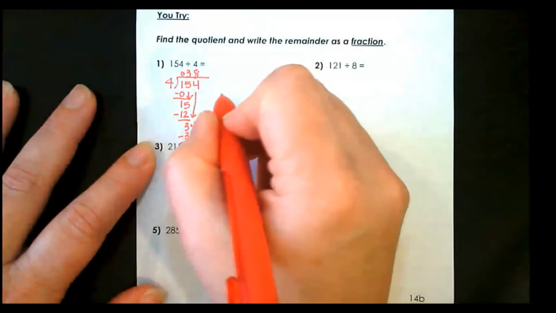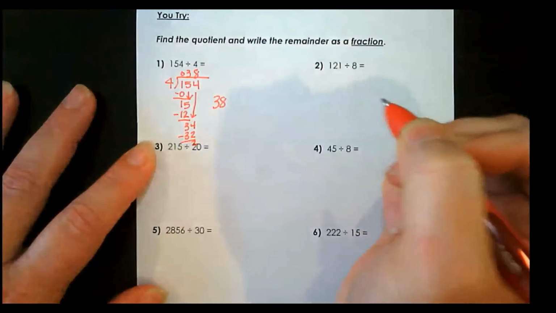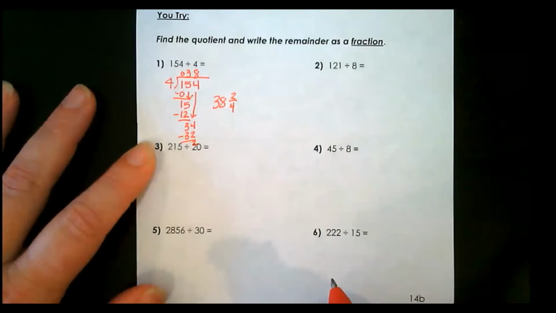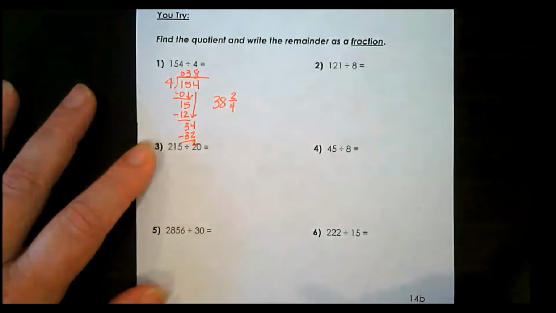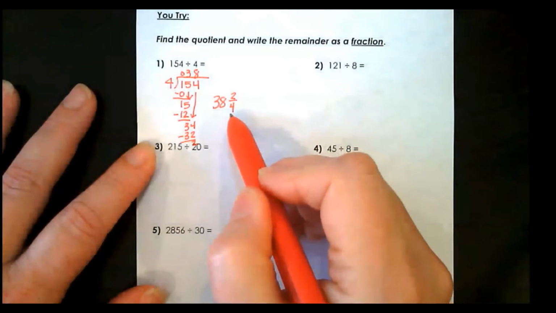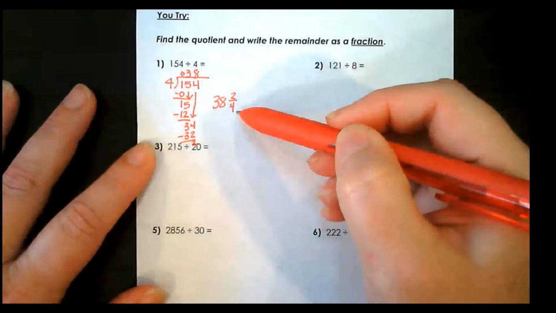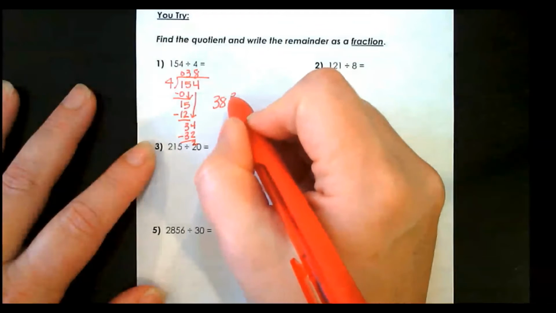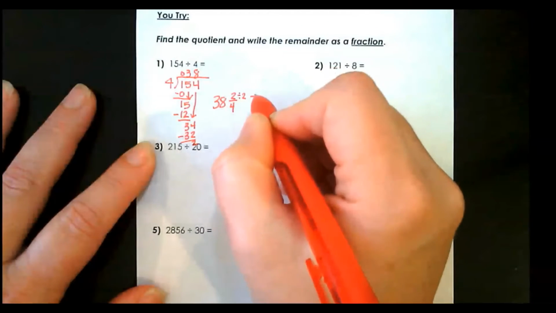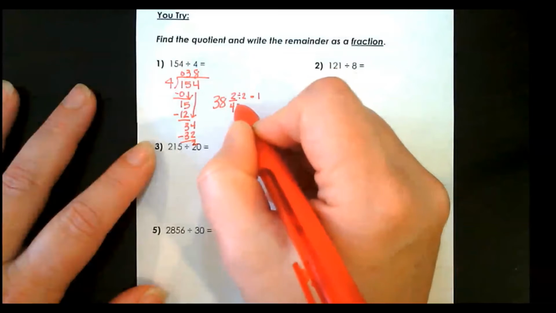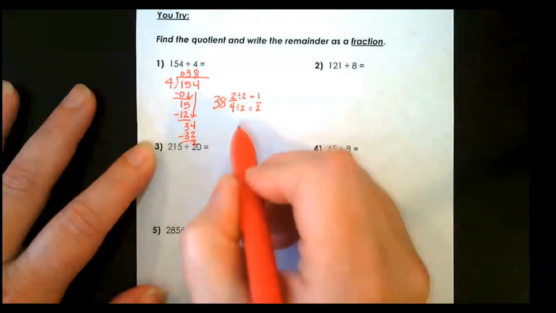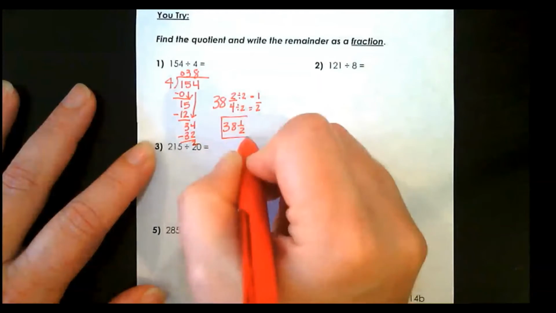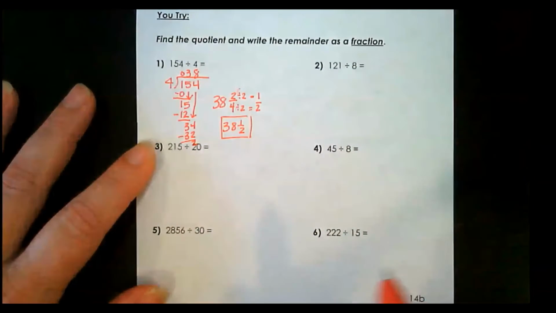We know we had 38 groups of 4, and I had 2 left over when I needed 4 to make another group. Now, because you have been taught how to simplify, we need to make sure we simplify these fractions, and 2 and 4 share a common factor of 2. So we're going to divide by 2 on the top and the bottom. Dividing 2 by 2, I get 1. Dividing 4 by 2, I get 2. So the final answer for this problem is 38 1/2. And if you think about it, 2 is half of 4.